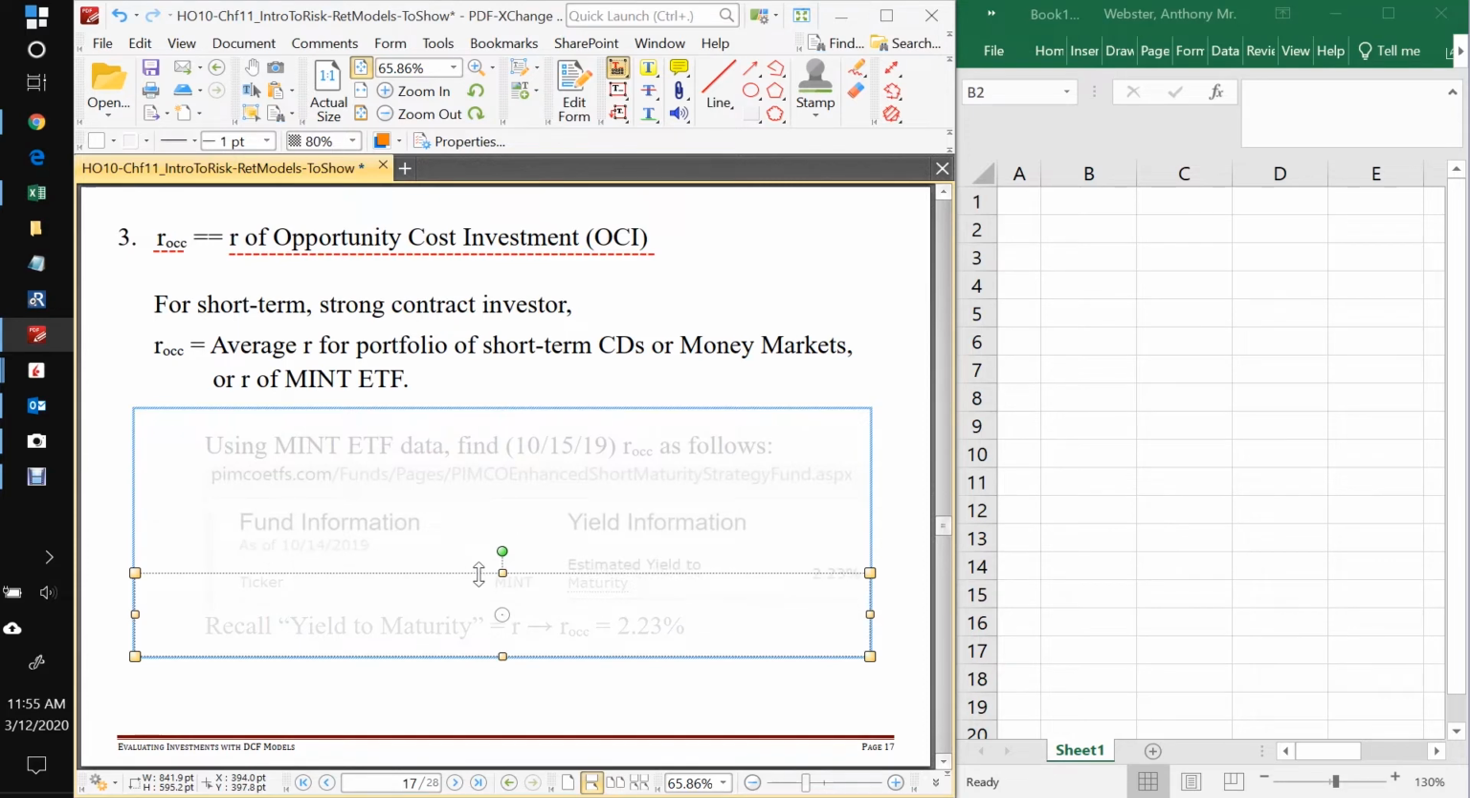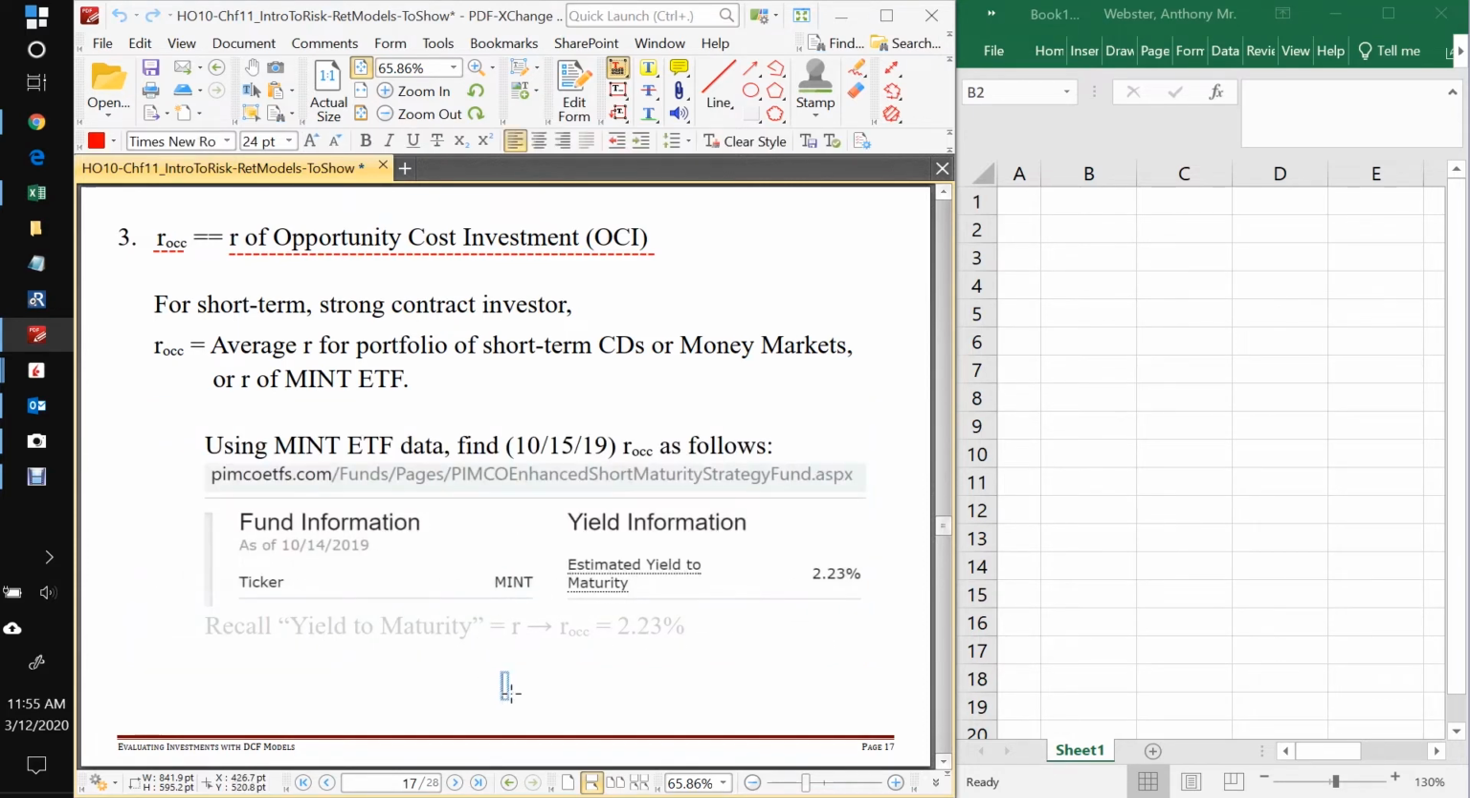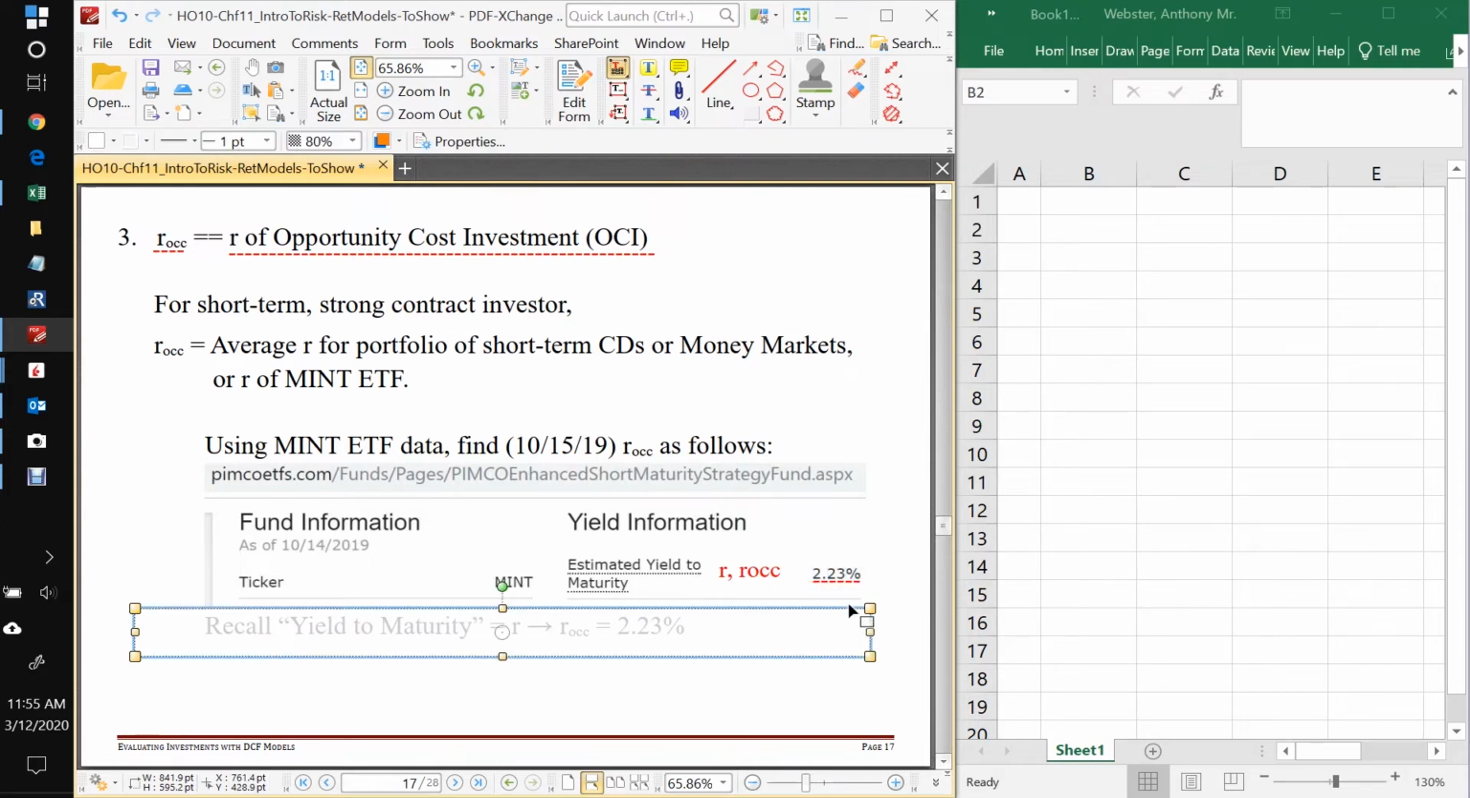This information is available. This is published by PIMCO on a daily basis. And what they provide every day is their estimated yield to maturity, and that's R, or ROCC for us. So what is this? This is a weighted average compound interest rate or yield to maturity for every CD and money market they have in their portfolio. And clearly this is going to change as CDs mature and they buy more. So every day this might change a little bit.